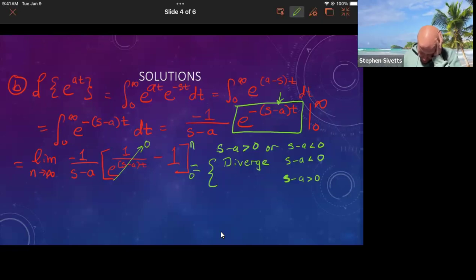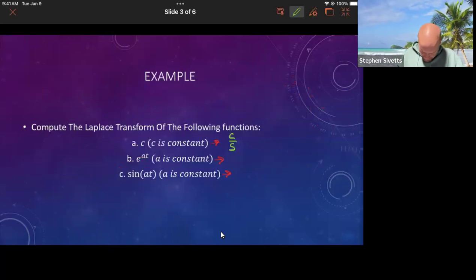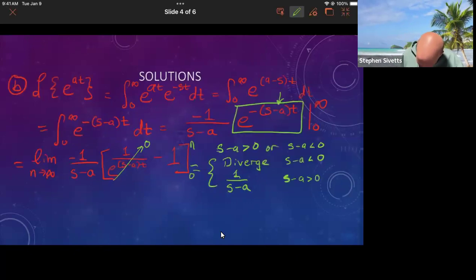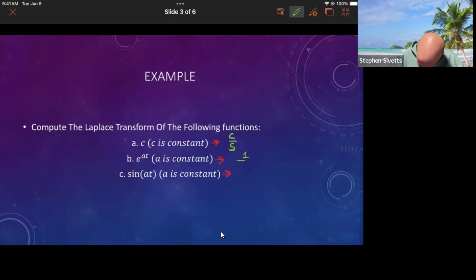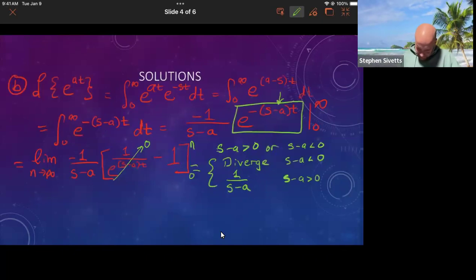Okay, and then we'll have a plus 1 over s minus a. So 1 over s minus a. So the Laplace transform for e to the at equals 1 over s minus a if s is greater than a. Okay, s is greater than a.